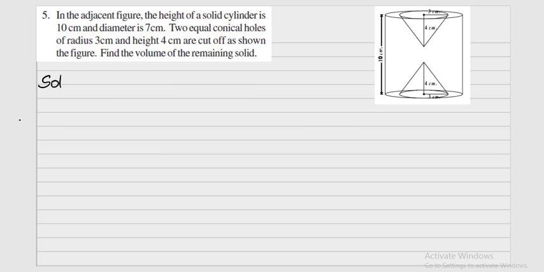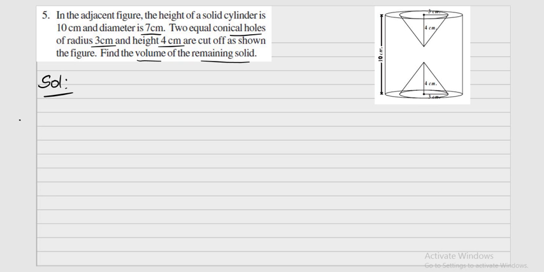So what is given? In the adjacent figure, a cylinder is given, and the height of the cylinder is 10 centimeters and the diameter is 7 centimeters, and from this two equal conical holes of radius 3 centimeters and height 4 centimeters are cut off as shown in the figure. So here we are removing two cones, right? Then what is he asking you to find? The volume of the remaining solid.